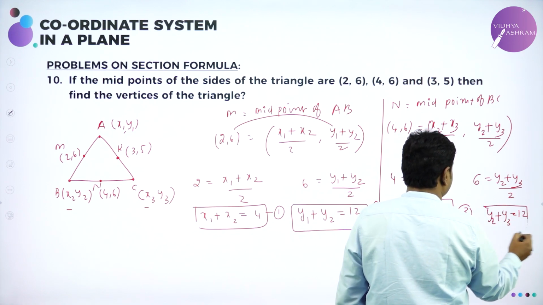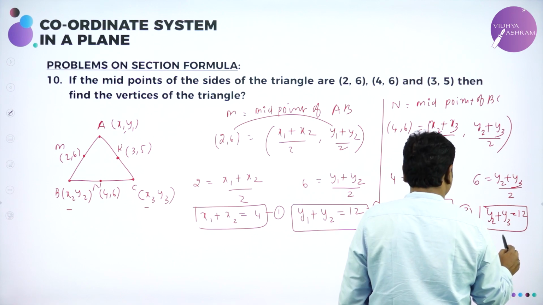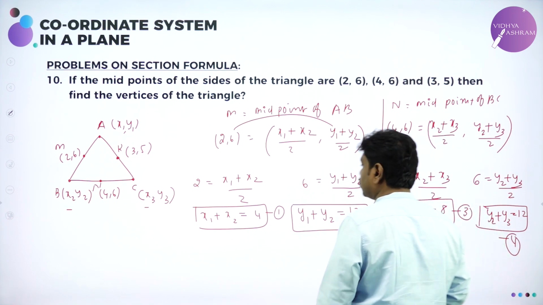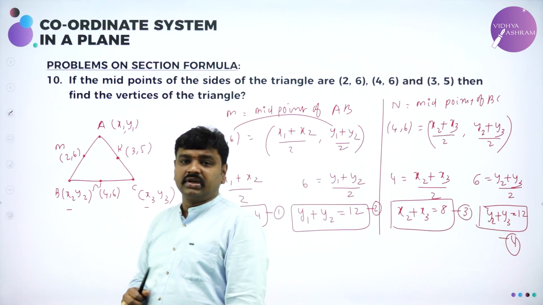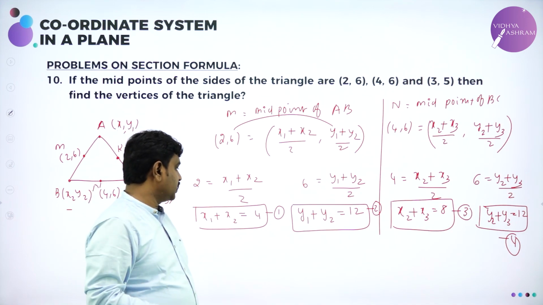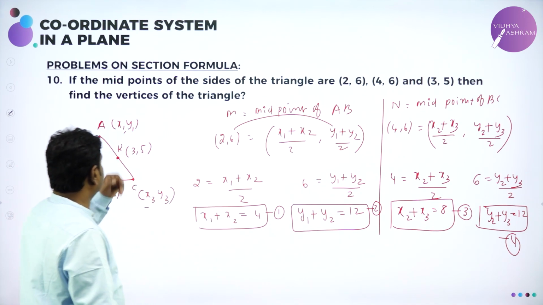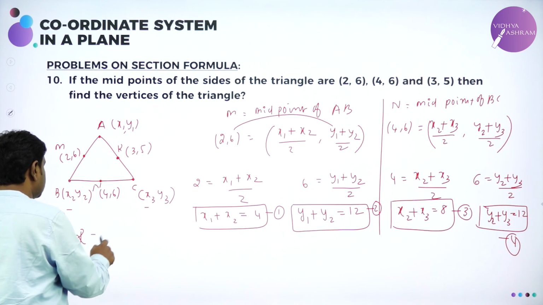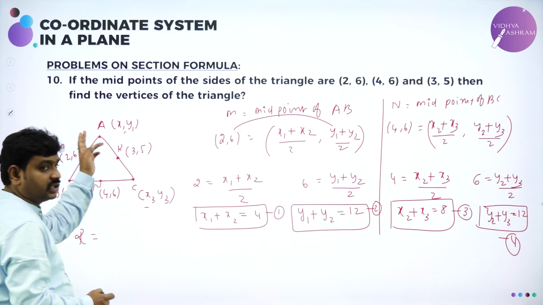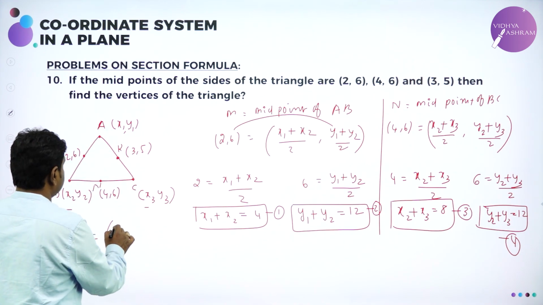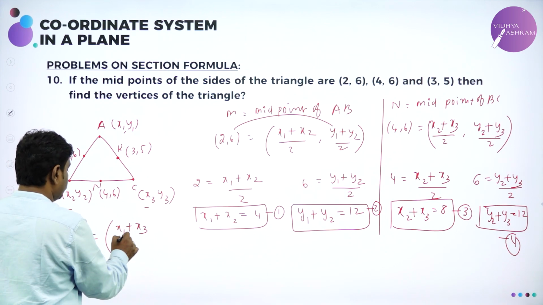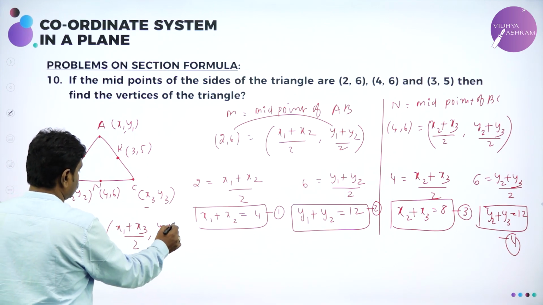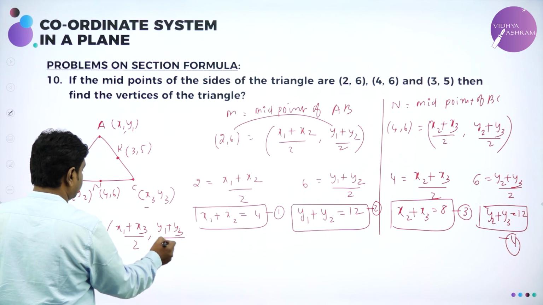So simultaneous equations, this is the fourth equation: 1, 2, 3, 4. So 4 equations I got: x2 plus x3, y2 plus y3. Then the third midpoint they give is R. R is the midpoint of what? AC. Directly I'll use, that is (x1 plus x3) by 2, (y1 plus y3) by 2.